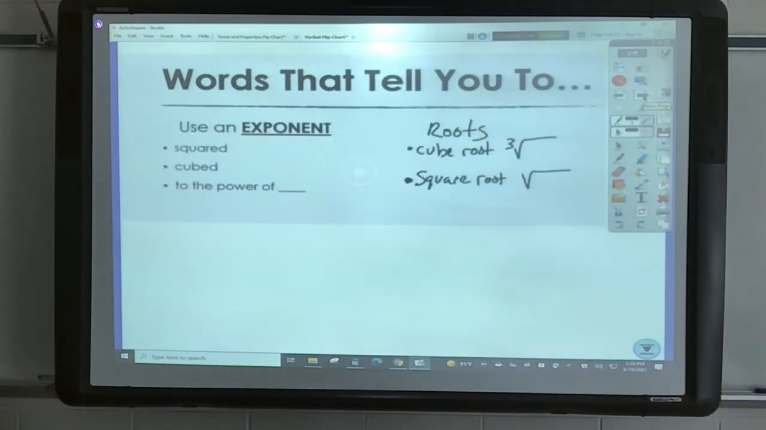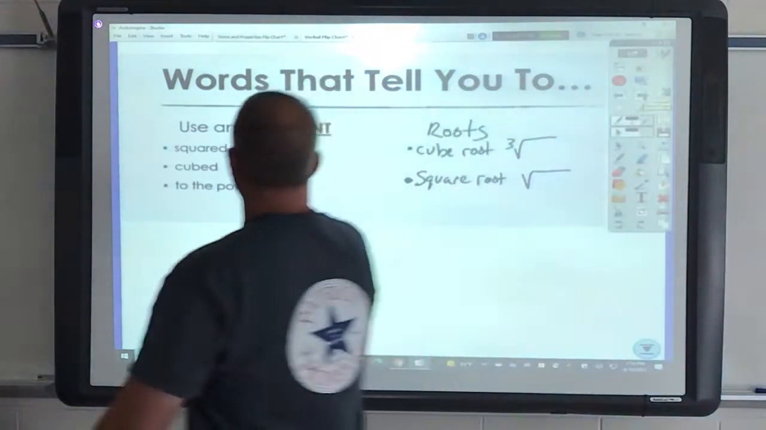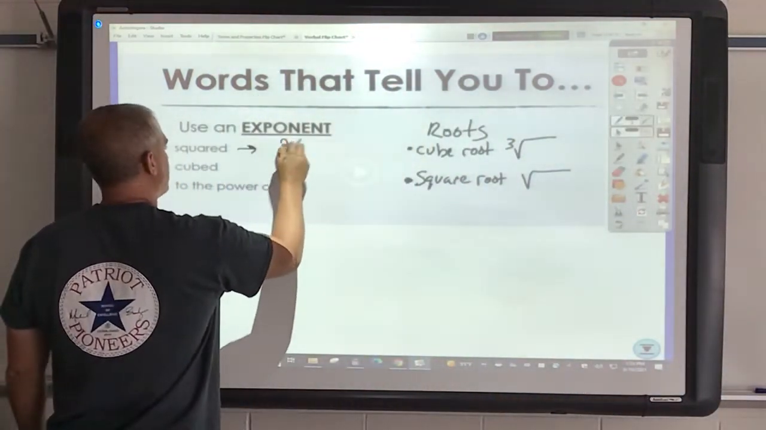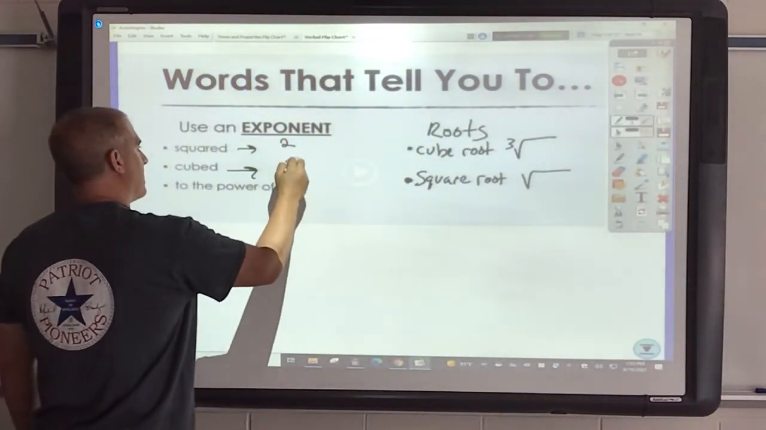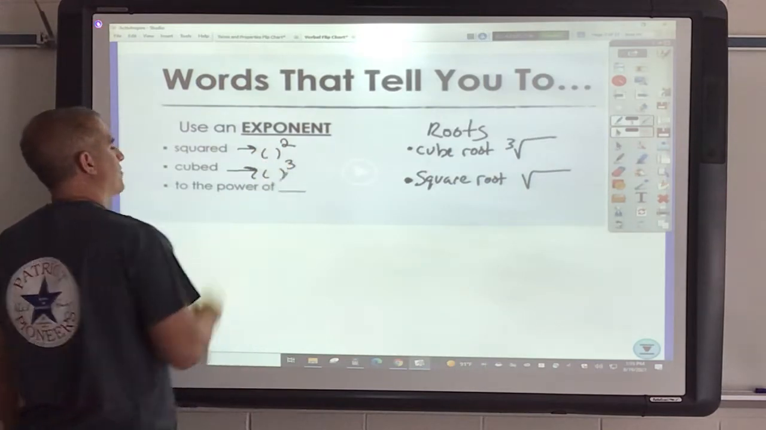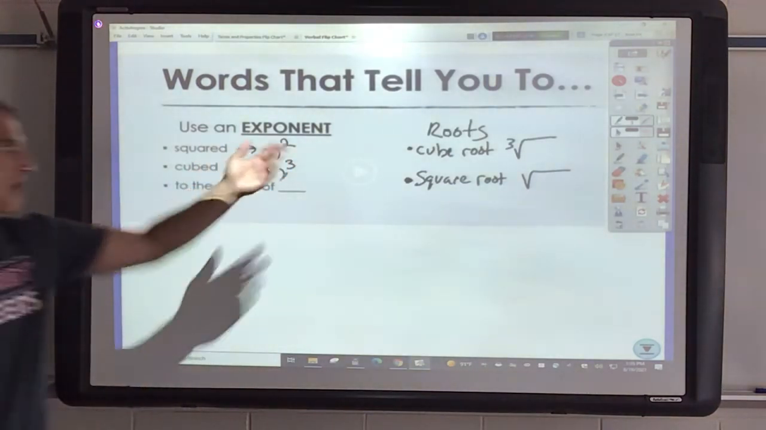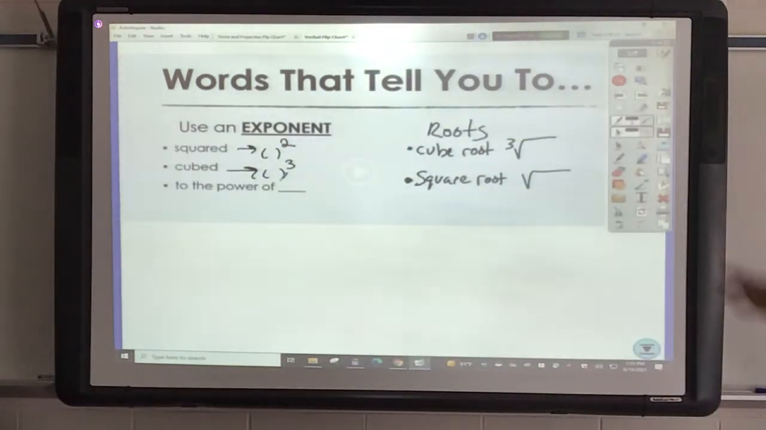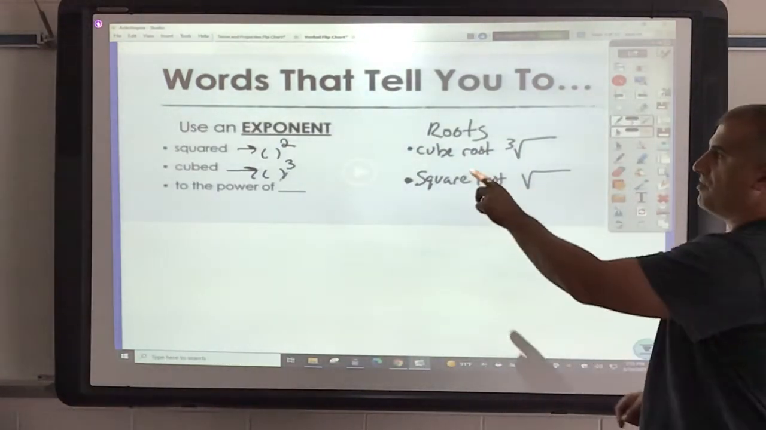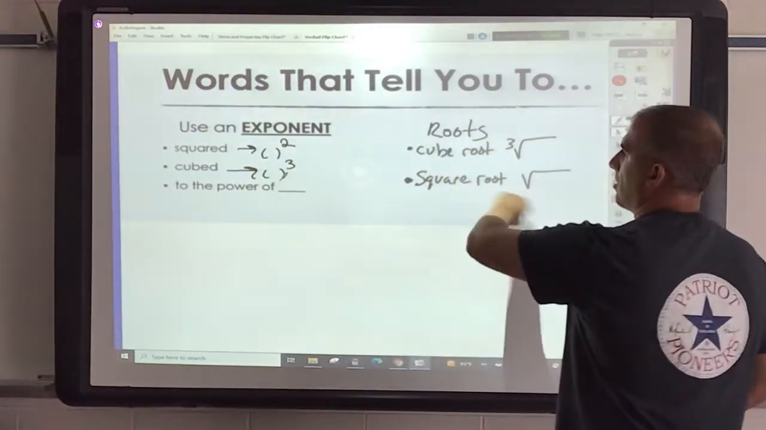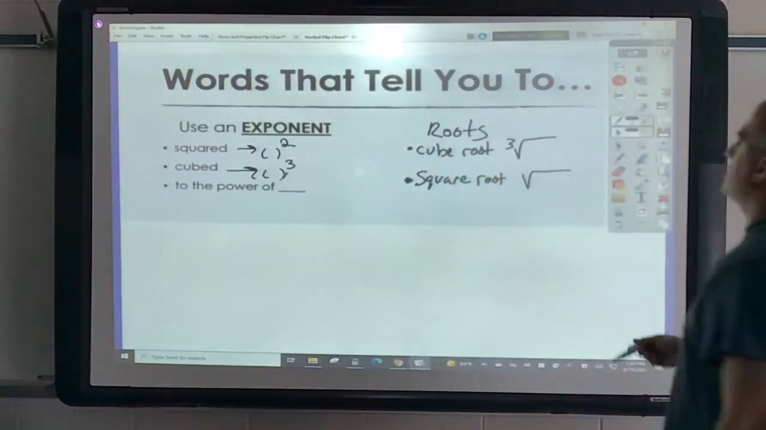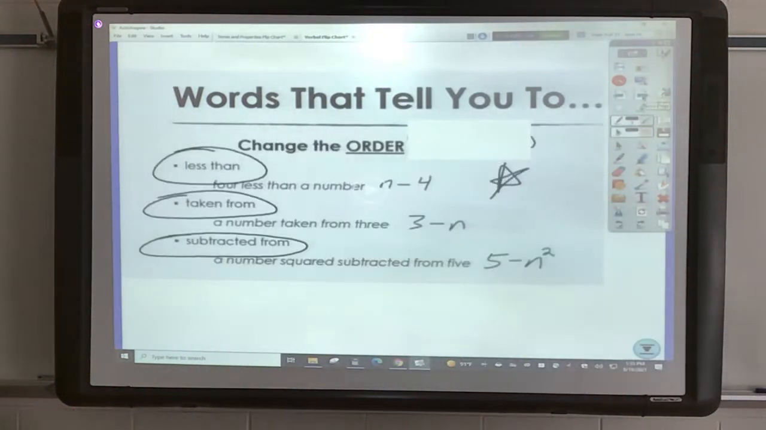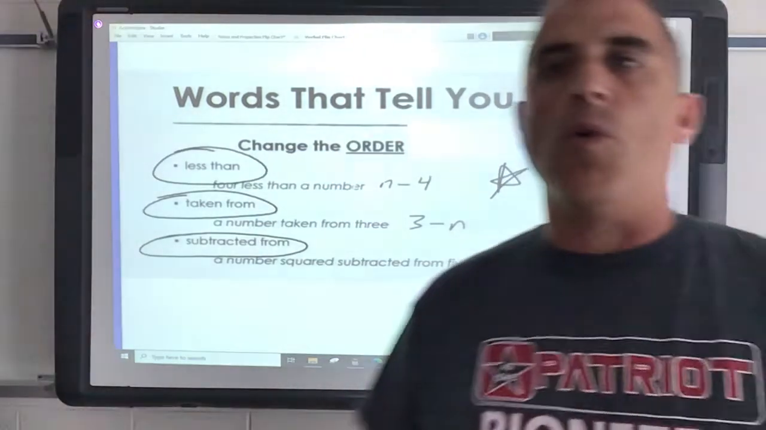Okay? Some words that involve exponents: squared, and what squared looks like is when something has a power of 2. Cubed, something has a power of 3, or the power of. The roots, cube root and square root, will be vital. That's what those look like. Very important to understand the difference between squared and square root, cubed and cube root. That's really important, okay? All right, now, words that tell you to change the order, and we'll get into this in a little bit.